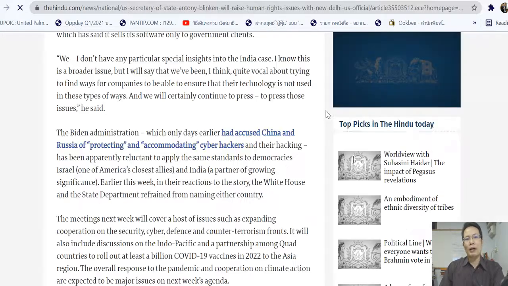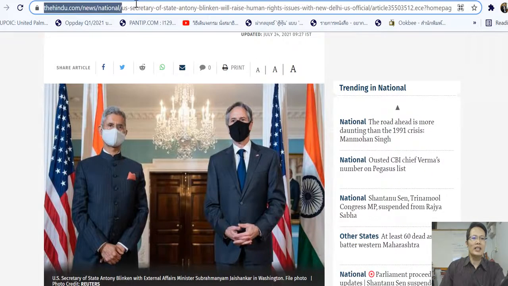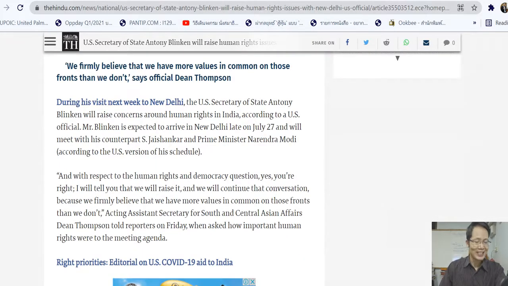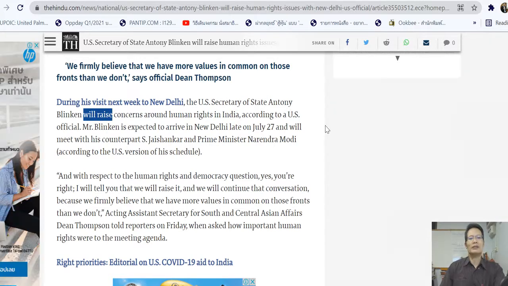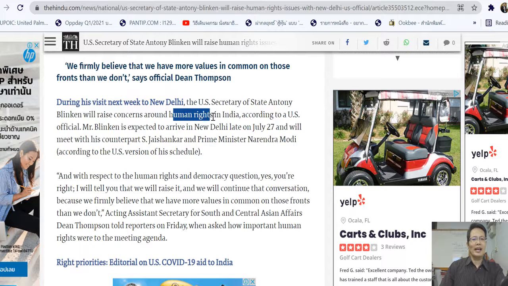The third newspaper I would like to introduce to you is The Hindu, an Indian newspaper of India. So the language, English, is the same. The same structure that we said. The US Secretary of State and whatever. Here is the subject of the sentence. The real subject is secretary, which is singular. Will plus simple form of verb. Raise, view, raise. Concern is a noun. Around is number six. Human rights, number one. And then in number six again, and Indian rights.